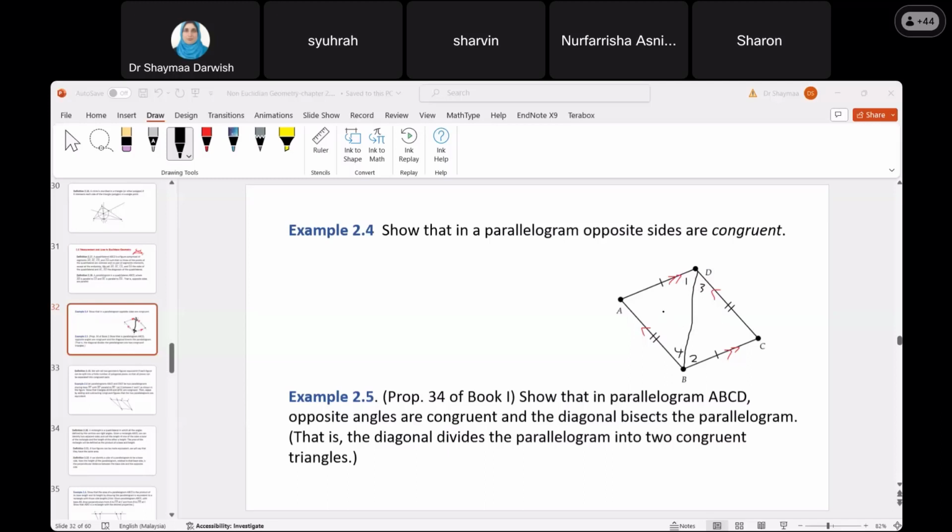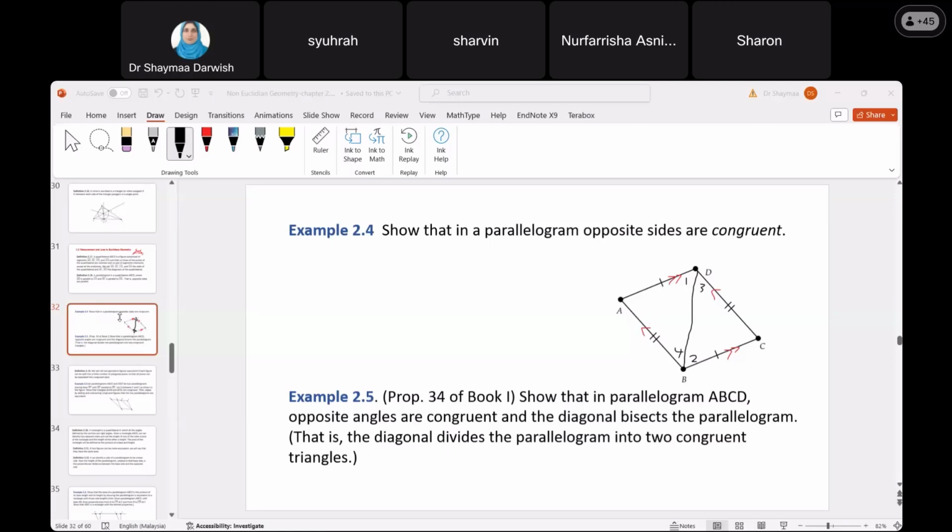The two triangles are congruent. And then from the congruence, you can conclude that DC equals AB, BC equals AD. And this can be used as a theorem now, that in a parallelogram, the opposite sides are equal. You can use this as a theorem.